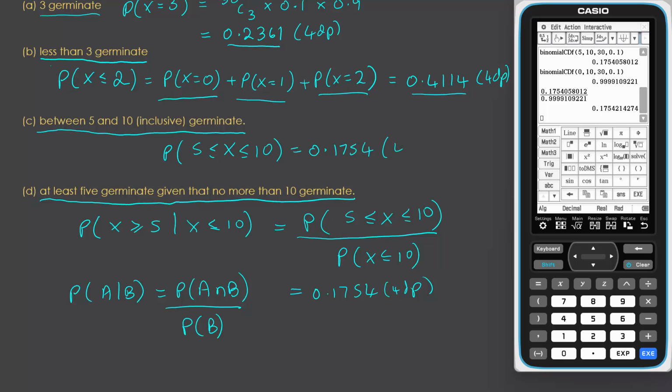We go to 4 decimal places. And that might surprise you to start with, but look at the probability of less than or equal to 10. It's 0.9999. So it's very close to 1. You'll see there is a difference between this number here and this number here if we go to more decimal places.